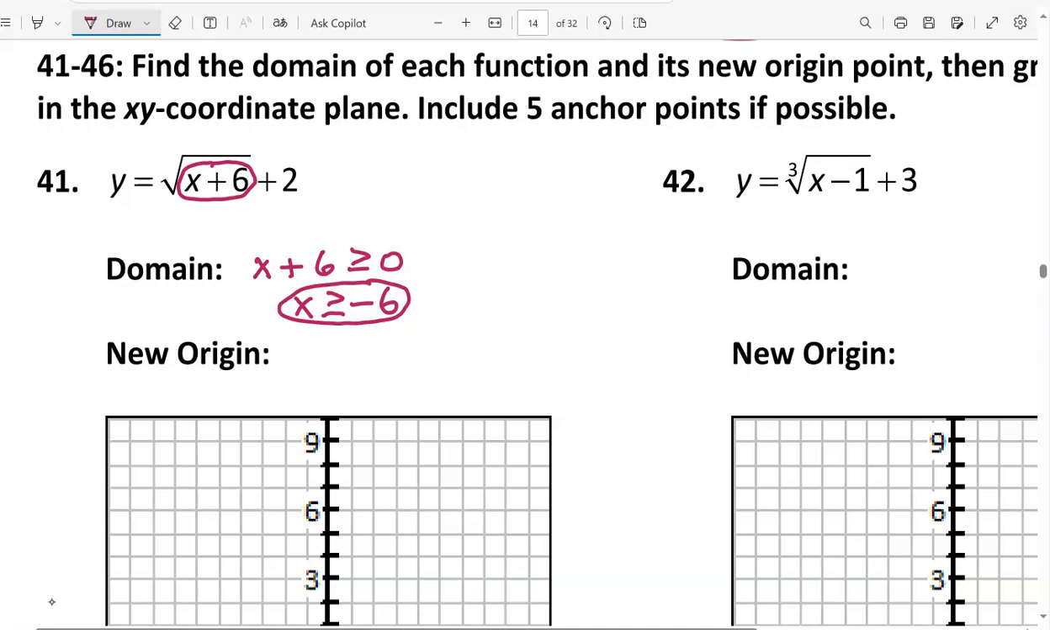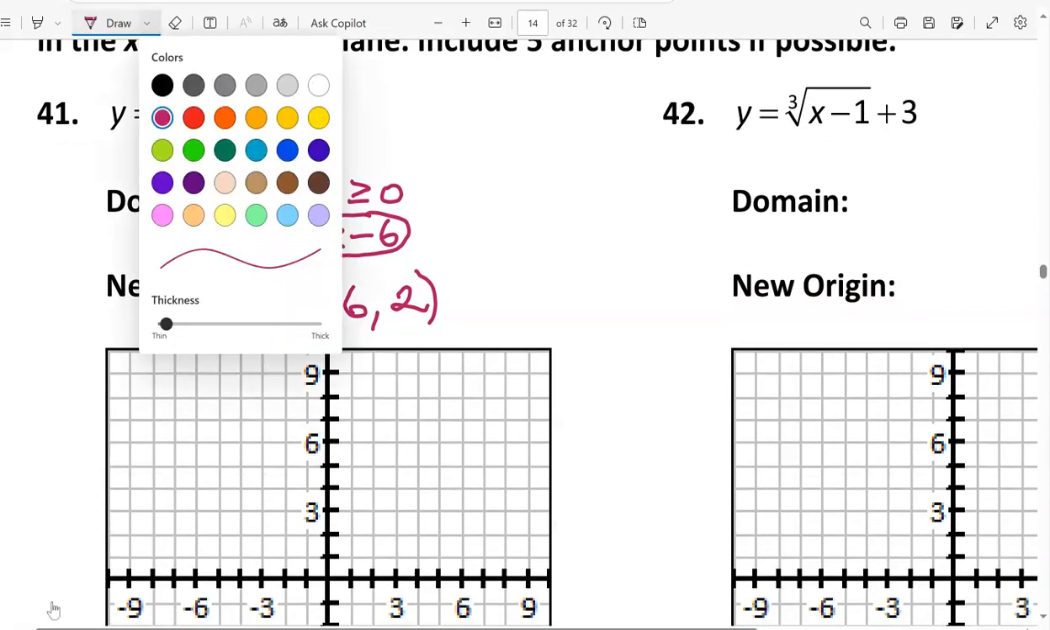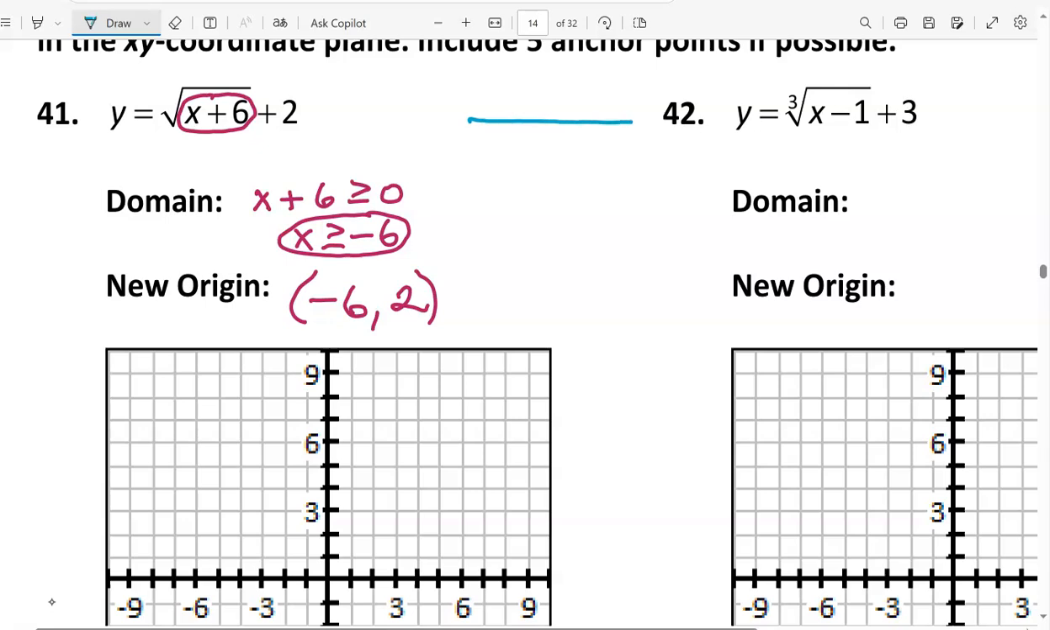If we recognize that when x is -6, it makes that radicand equal to 0, that's going to help us find our new origin point. The x value is -6, and the y value is 2. All right, from there, we can just graph the parent function, because I don't see any other operations other than addition and subtraction and the parent function.